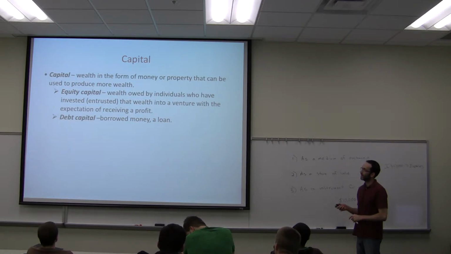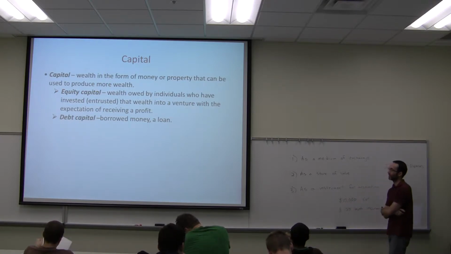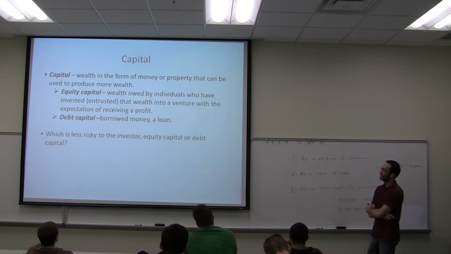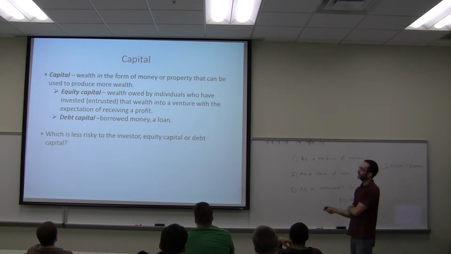But in debt capital, when you make an investment or a loan to someone on a debt basis, there's an upper limit of how much you can get back. It's just the interest rate that's specified when you make that loan. So which do you think is less risky? Equity capital or debt capital? When you loan someone money as a loan, or when you purchase their stock? Which do you think is less risky?